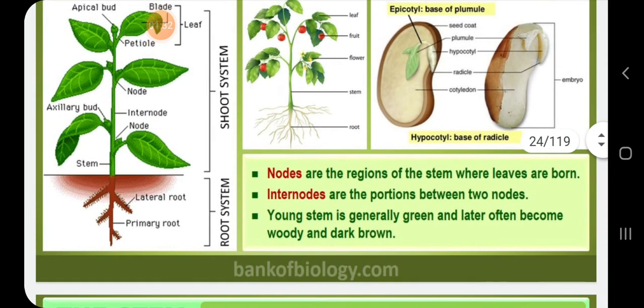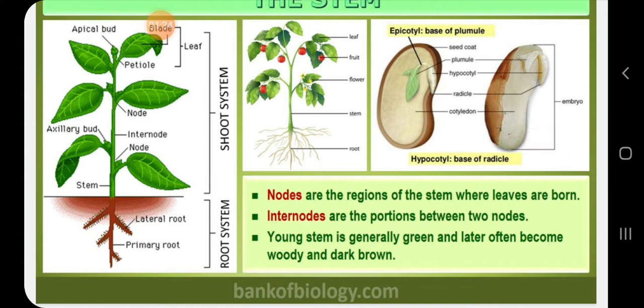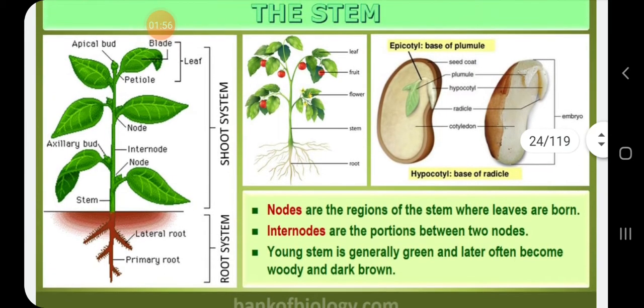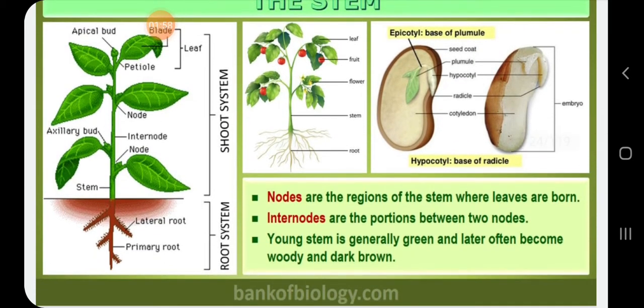So I have already talked about the nodes and internodes. Nodes are the region of the stem where the leaves are born, and internodes are the portion between the two nodes. Now young stem is generally green, later often becomes woody and dark. Obviously, because in the beginning it does not have the strengthened tissue, so in the beginning they will be green. Later, as they become older, secondary tissues are formed, and then the stem becomes brown.